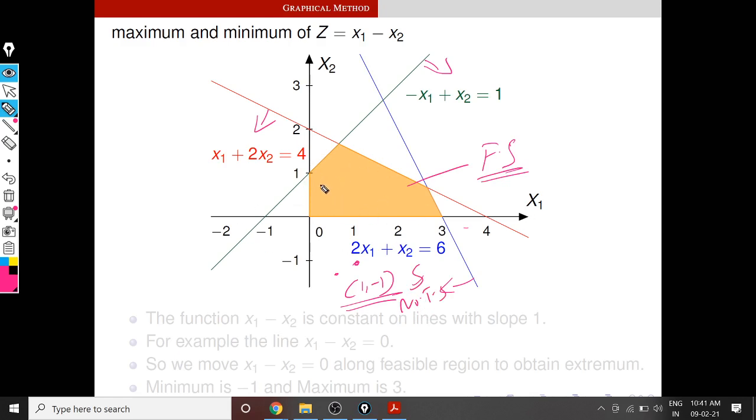Then we have to find the maximum value and minimum value of x1 minus x2 on this yellow region.